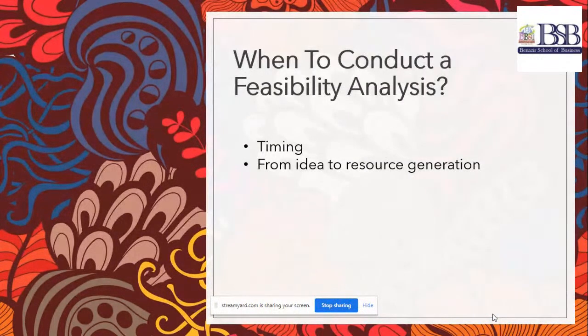You cannot neglect it. Then again, from idea to resource generation, you should conduct this feasibility analysis before putting any expenses, before putting any resources into the system, before spending anything. You have an idea in mind, do the feasibility analysis. You know there's a gap in the market, do the feasibility analysis before spending anything. Spending anything is, again, as we discussed, the resources, not only the physical, capital, technological, but also your time. That is very precious. So you always have to remember that resources are important. And before spending any resource on a business, you need to conduct a proper feasibility analysis.